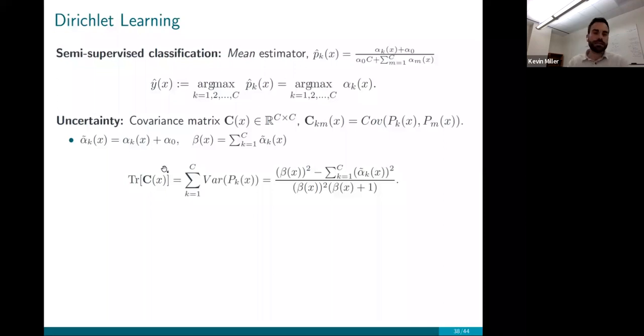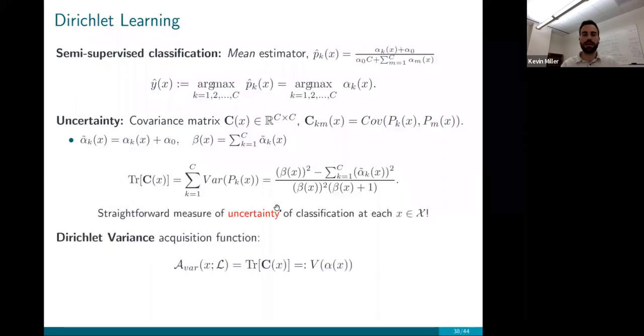One of the ways of doing that is taking the trace of the covariance matrix of the random vector P of X. So given our currently labeled data, what is the belief about the random variable P of X, and take the trace of that covariance matrix. The idea here really is that this is a straightforward measure of uncertainty. And since it's only a function of the classifier at each iteration, I can call this an uncertainty sampling criterion. And so it's going to be cheap to compute. So we'll call this the Dirichlet variance acquisition function. That will be the trace of these covariance matrices shown here as just V of alpha of X.